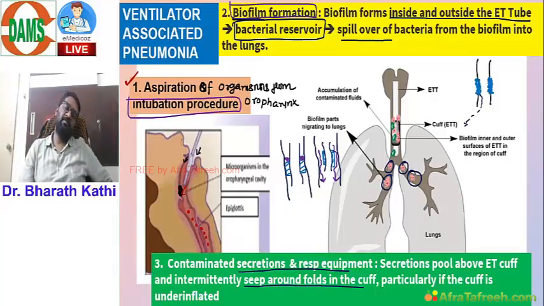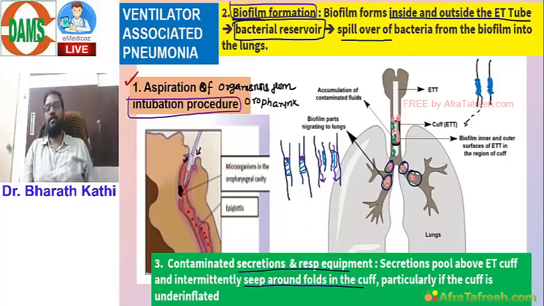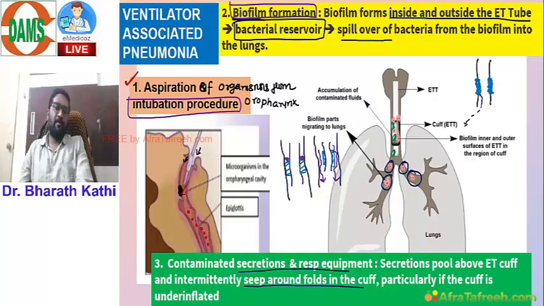So within the tube and outside the tube, this film can serve as a bacterial reservoir, and from this, bacteria will gradually spill into the lungs. And third, contaminated secretions. If you don't give proper cuff pressure, contaminated secretions can intermittently seep around folds in the cuff, particularly if the cuff is underinflated, and also use of contaminated respiratory equipment.